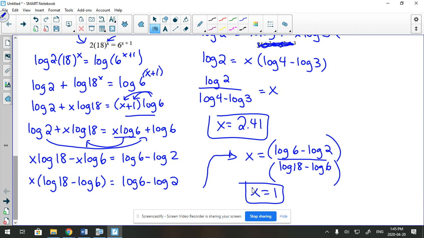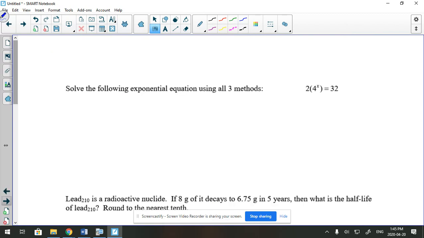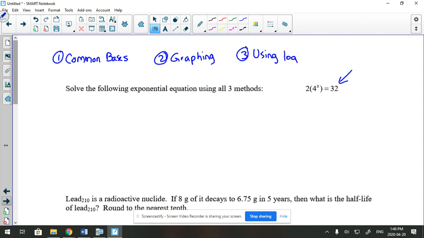Okay, so that's essentially it, but I kind of want to put the knowledge all together. So here I have solved the following exponential equation using all 3 methods. So remember, there's 3 different ways you can approach this thing. We could solve it by common bases. We could solve it by graphing in our calculator. And now you know how to solve it by using logs. And you should get the same answer for each of those if you did it properly. So let's do a refresher of each of those, and then I'm just going to pop down with a little summary, and that'll be it for today.